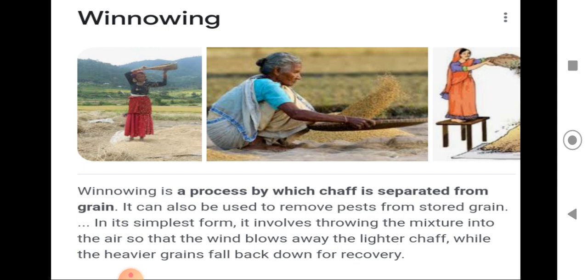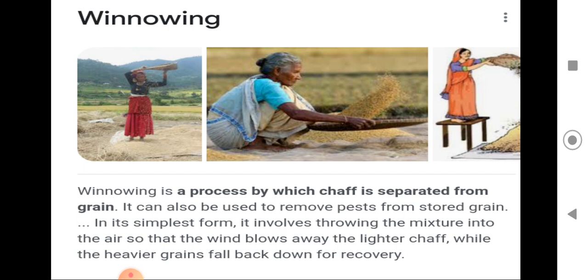Winnowing is a process by which chaff is separated from grain. See there? It can also be used to remove pests from stored grain. In its simplest form, it involves throwing the mixture into the air so that the wind blows away the lighter chaff, while the heavier grains fall down from the air. Here the lighter particles and the heavier particles are getting separated. The lighter ones, with the help of air, will be blown away, and the heavier grains will fall down.